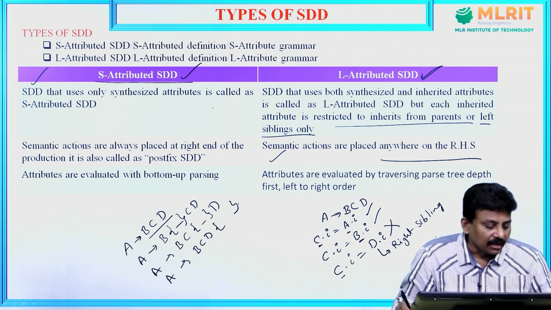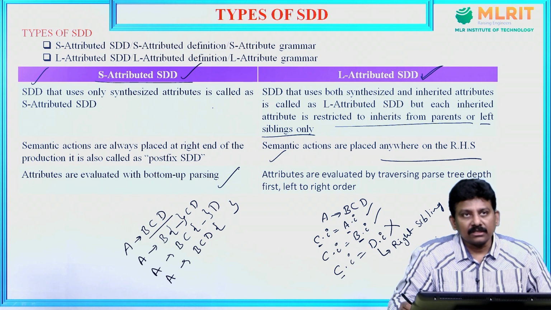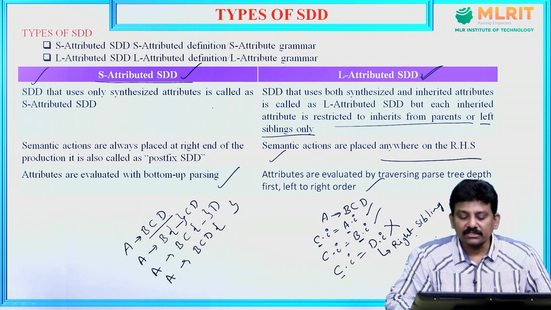The last point, how attributes are evaluated. In S attributed SDD, the attributes are evaluated by the bottom up parsing method. That is, if you take a parse tree, we have to evaluate the attribute values of the nodes from the leaves to the top root node. In L attributed SDD, the attributes are evaluated by using depth first traversal and left to right order of the parse tree.